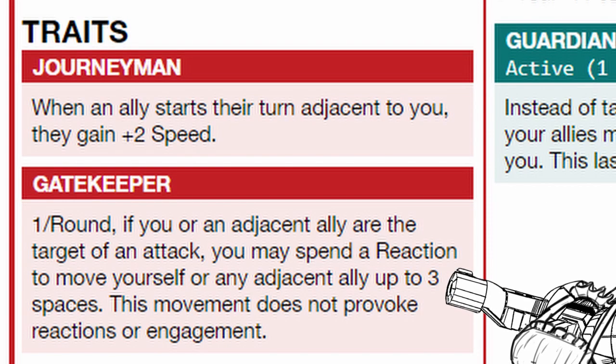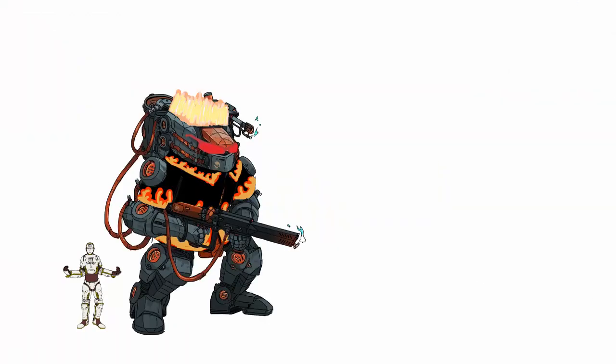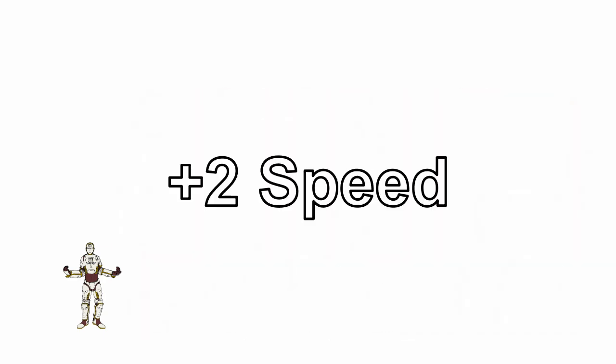As for its traits, it has 2 of them. First, Journeyman, when its ally starts their turn beside Janus, they gain +2 speed.